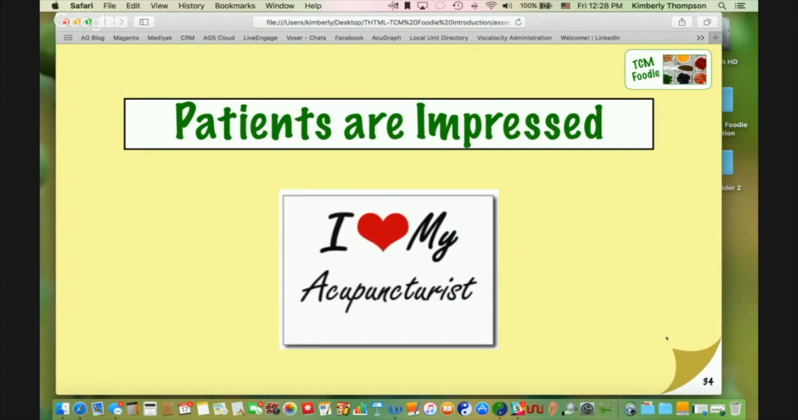Finally, the patients are impressed. This has been a thing that I've been able to add into my clinic that patients just really appreciate. They want food recommendations. They want you to tell them what they can eat, and it just adds an extra element to what you can add to your patients.